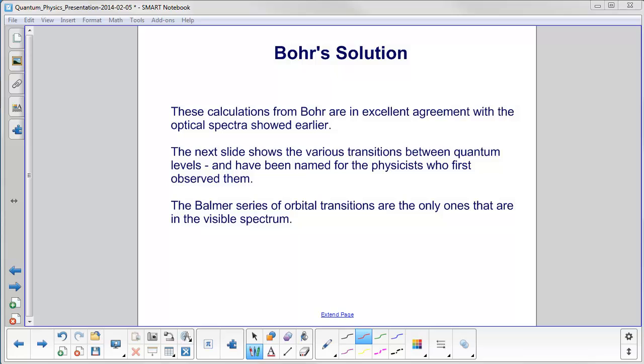What's absolutely brilliant about Bohr's work is that his calculations, based on his assumptions, are in excellent agreement with the optical spectra shown earlier. So it is in excellent agreement with the experimental data. The next slide shows the various transitions between electron quantum levels, and they've been named for the physicists who first observed them. The Balmer series of orbital transitions are the only ones in the visible spectrum, the only ones that can be seen with your eye.